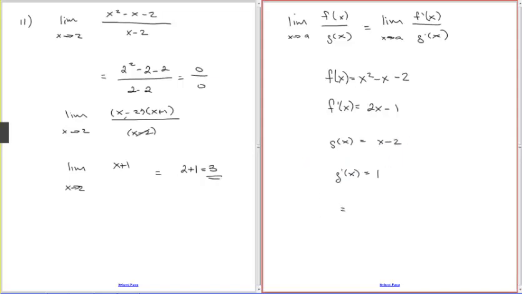Therefore, instead of the original limit, we can rewrite it as the limit as x approaches 2 of f prime of x, which is 2x minus 1, divided by 1. And this is not indeterminate. Excuse me. So we just plug the numbers in. 2 times 2, which is 4, minus 1, divided by 1. So we have 4 minus 1, which is 3. So the answer is 3, which is the same answer that we got previously.